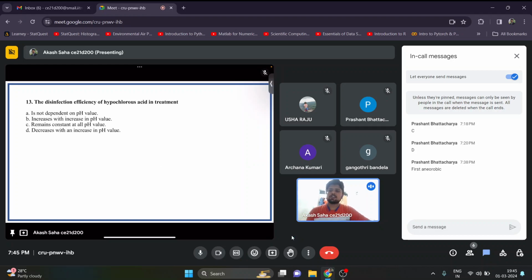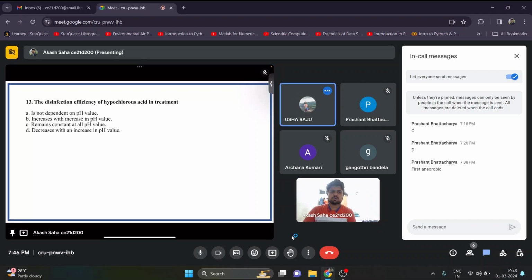The disinfection efficiency of hypochlorous acid in treatment is not dependent on pH value, increases with increase in pH value, remains constant at all pH values, or decreases with increase in pH value. So we have to think about the activity of this hypochlorous acid with respect to pH. So what happens actually? Will it increase with pH?